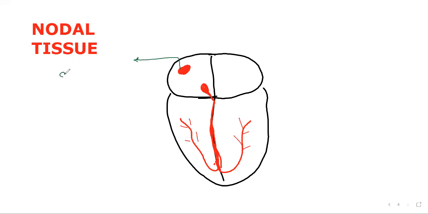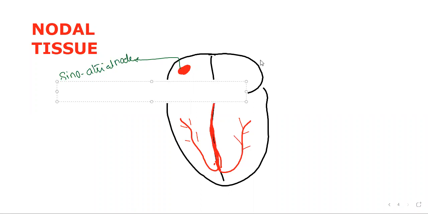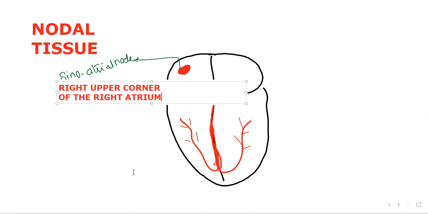So let me show you first the sinoatrial node. We need to see the address of the sinoatrial node. Where is it? The sinoatrial node is a patch of tissue present at the right upper corner of the right atrium. That is where we can see the sinoatrial node.